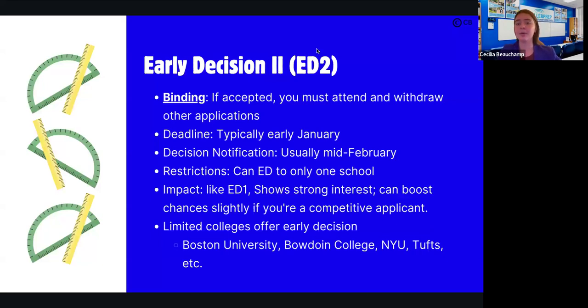And the deadline here is typically early January. So this is actually very similar to when your regular decision applications will be due. It might be a little bit sooner. And you get the notification before you get your regular decision results as well. It'll be around mid-February. And the same restrictions apply to this as ED1. You can only ED2 to one school. And again, if you get in, you're bound. You have to go.